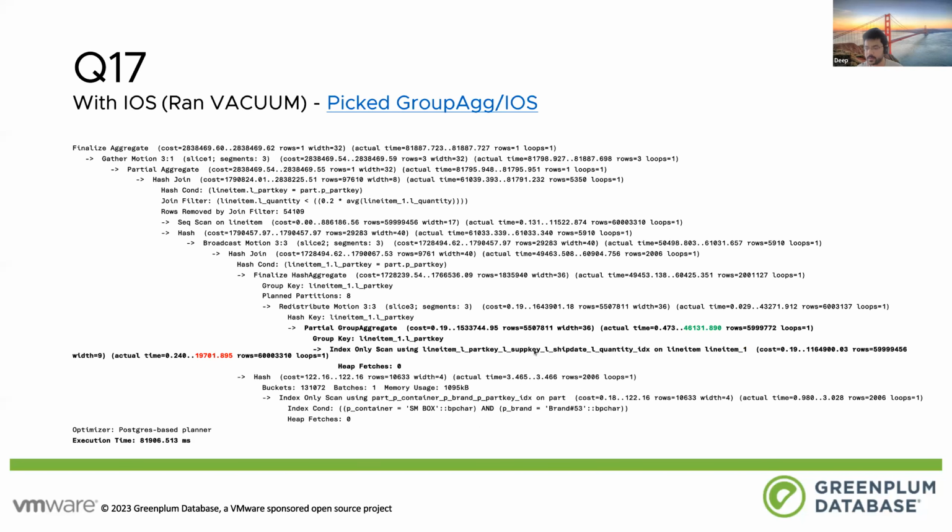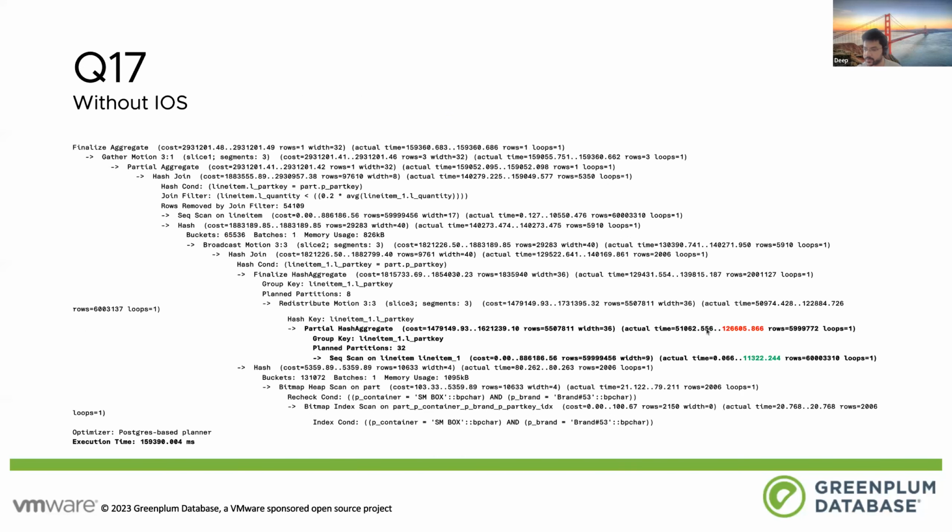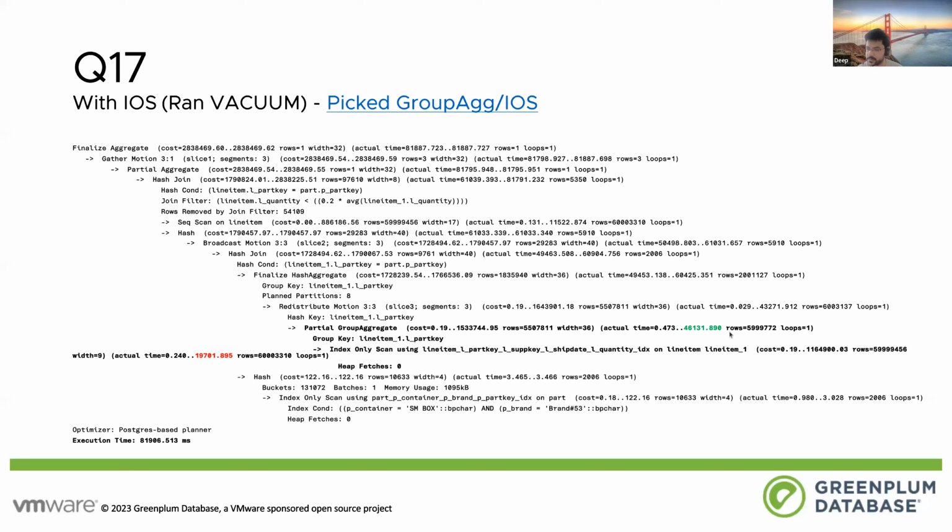Now, if you ran the vacuum, what happened is the HashAggregate turned into a GroupAggregate, and the sequential scan turned into an index-only scan. The index-only scan takes 19 seconds versus the sequential scan's 11 seconds. You can kind of hand wave that away, even though it's maybe a little bit expensive. This could be due to variance and so on. Notice how different the partial GroupAggregate is with respect to the partial HashAggregate. This is 126 seconds versus 46 seconds. So this is the big win here.